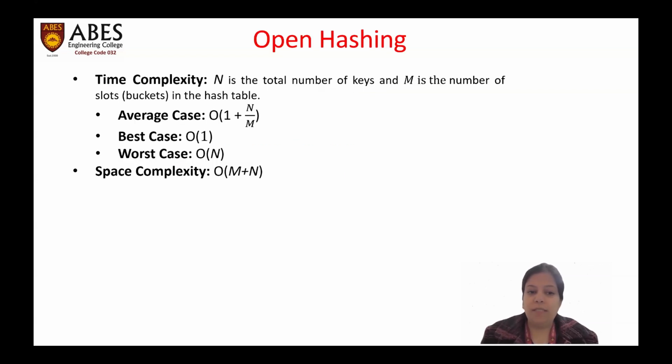And in order to search any key value in that linked list, the time complexity may reach O(n). So this is the time complexity. The average case time complexity is O(1 + n/m). Best case is O(1) and worst case is O(n). While that of the space complexity is O(m + n), where m is the number of slots in the hash table and n is the total number of keys.